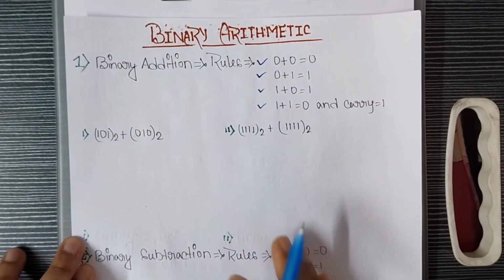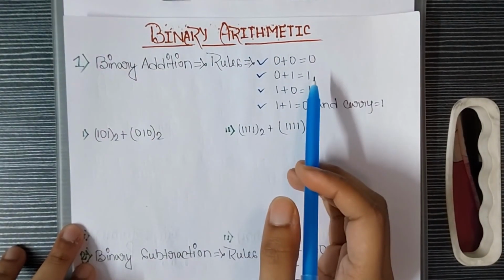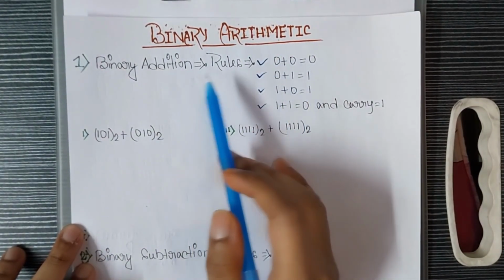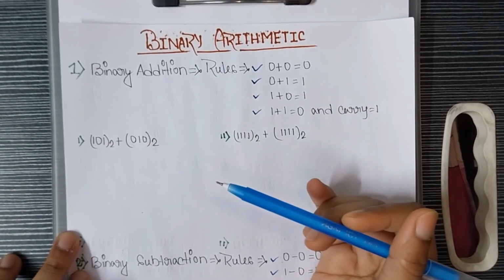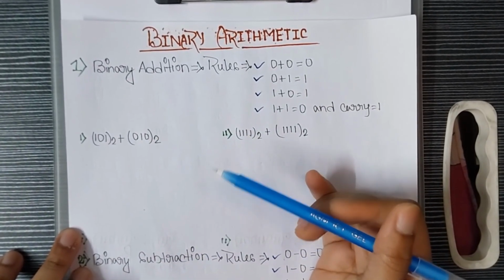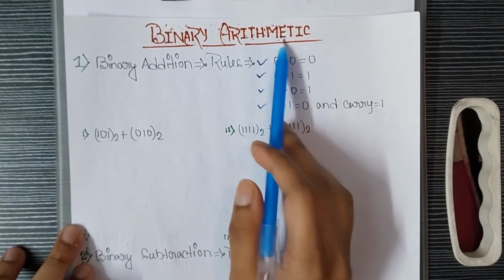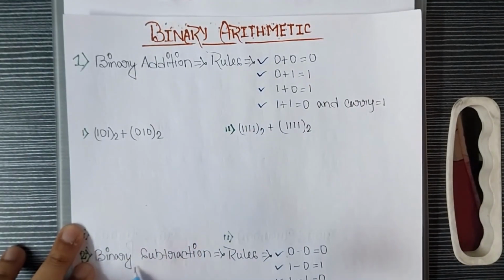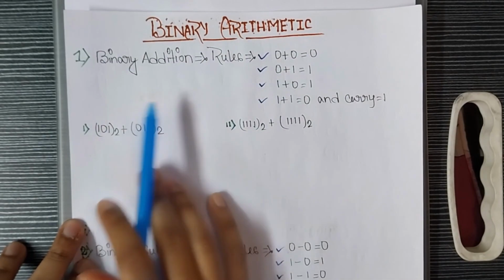So let's start the topic binary arithmetic. In binary arithmetic there are four operations: binary addition, binary subtraction, binary multiplication and binary division. Today I will teach you two topics of binary arithmetic, binary addition and binary subtraction. So let's start with binary addition.